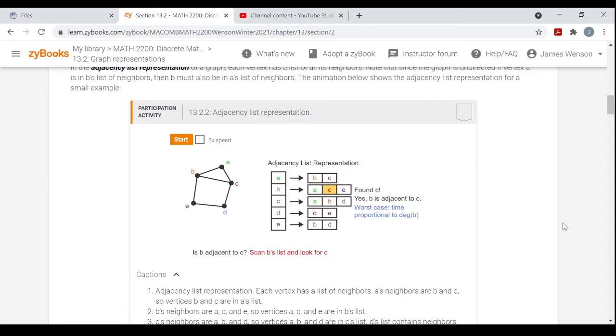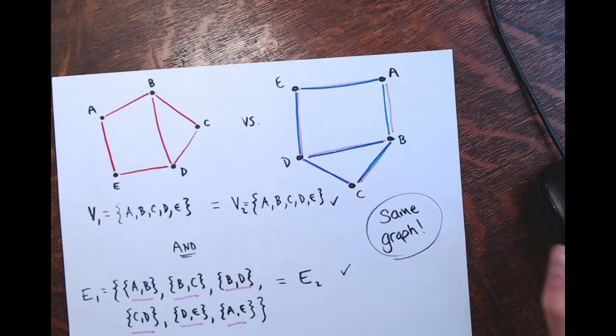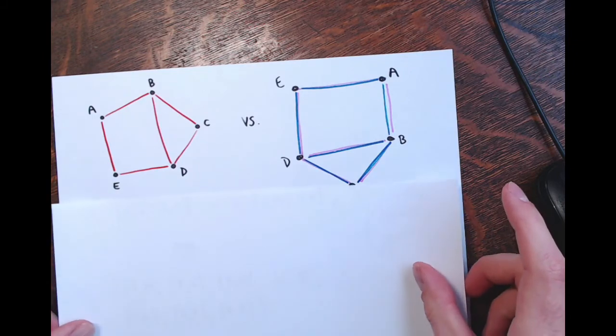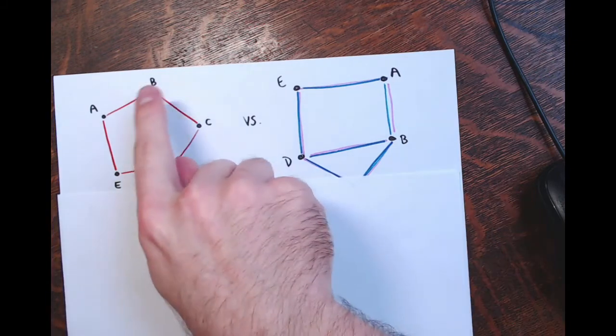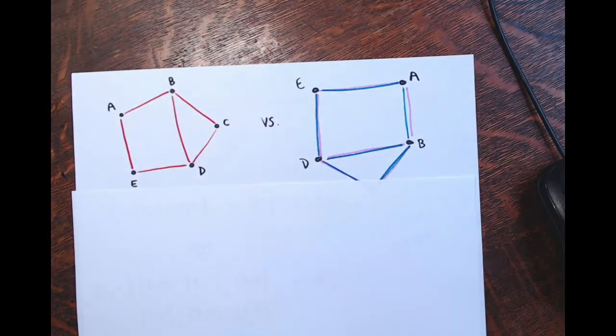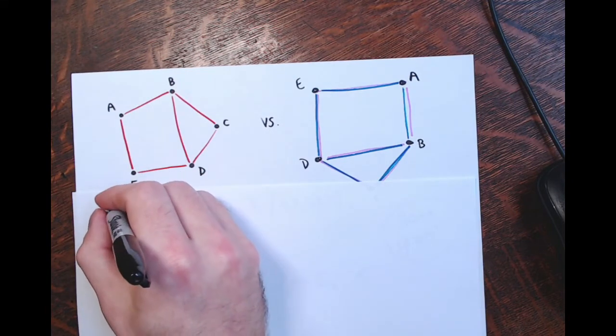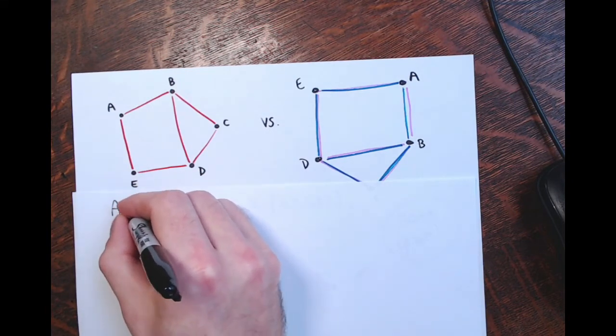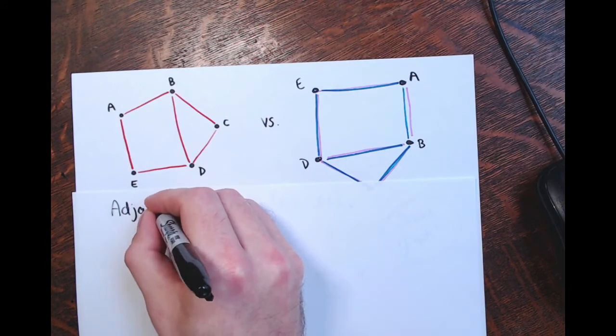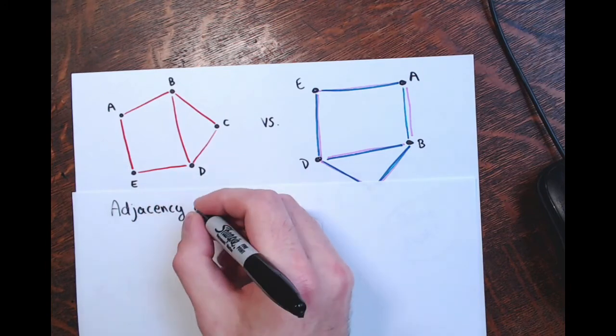And they have an animation below. I'll just do an example on paper. I'll just take one of these graphs here. These are actually the same graph, right? So let me do this adjacency list. Let's just look at the one on the left. They're the same graph, but let's look at the one on the left. So here's what they call the adjacency list representation of this graph.